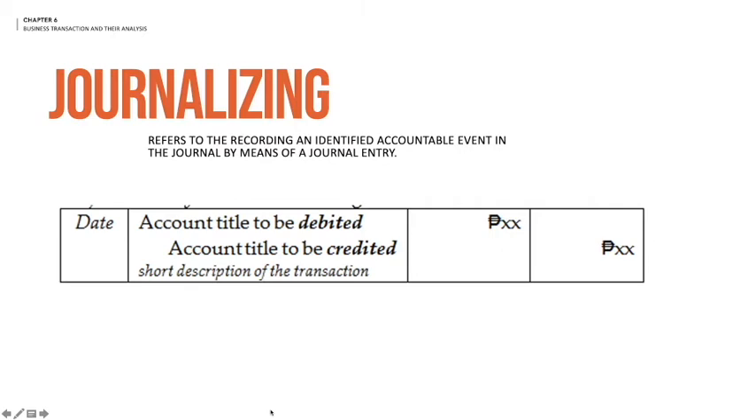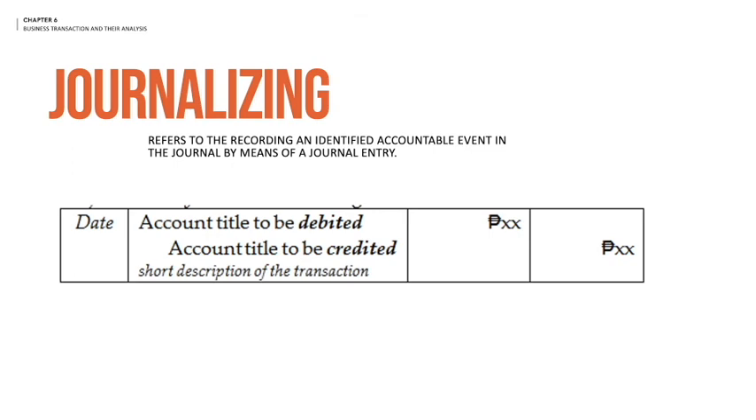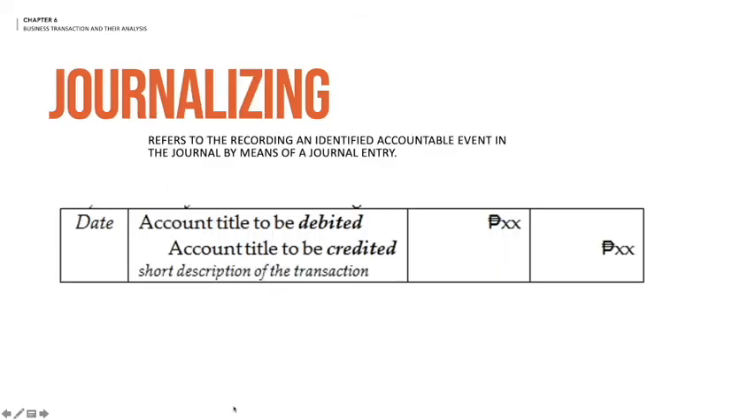In the journal entry, I just want you to know that we have two types of journal entry: the single journal entry and the compound journal entry. A single journal entry is what we already know, like this one: debit one account and credit one account. So only a single account in the debit and a single account in the credit. When we say compound journal entry, our debit could contain more than two accounts. Let's say we debit cash, we debit accounts receivable, and we credit service revenue.